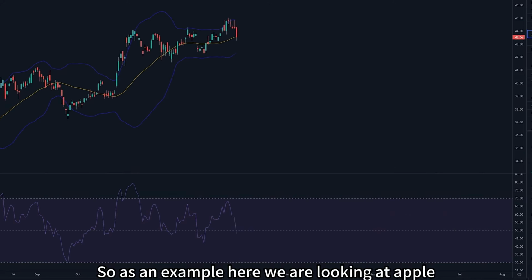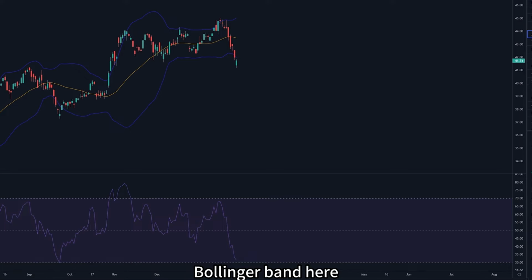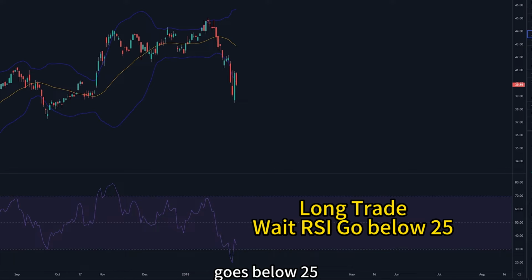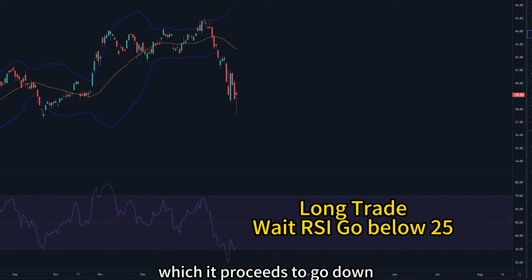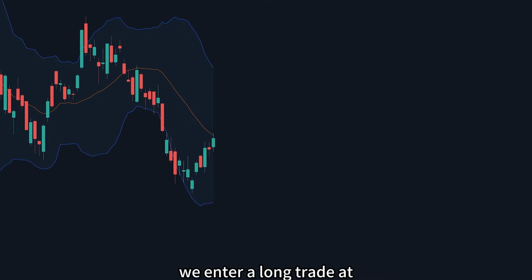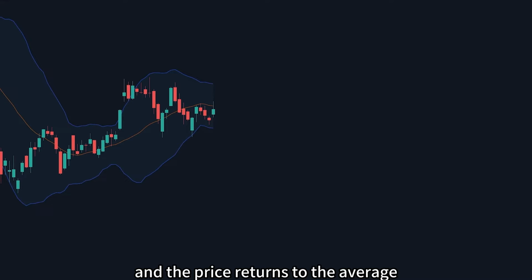So as an example here, we are looking at Apple and the price starts going below the bottom Bollinger Band here. But at this point in time, the RSI is still not where we want it to be. So we wait it out a bit until the line goes below 25, which it proceeds to go down all the way to 20. We enter a long trade at this point, and the price returns to the average just like we predicted it would.